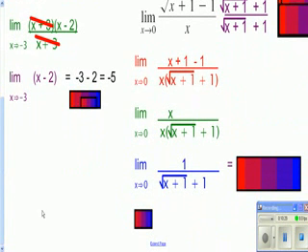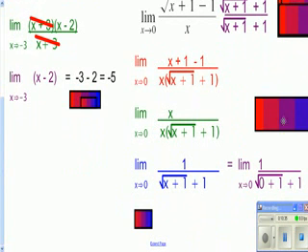Now you can actually go ahead and plug in 0. Work it out, you get 1/2.